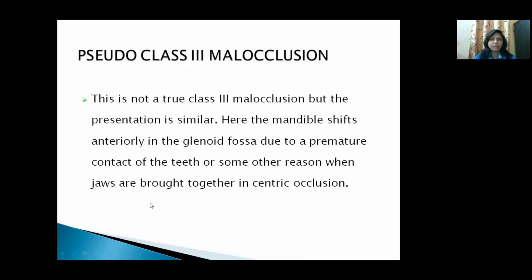Pseudo class 3 malocclusion, we can say it's not a true class 3, but the presentation is similar. Here, this is due to the mandibular shift anteriorly in the glenoid fossa due to some premature contacts of the teeth or some other region when the jaws are brought together in the centric occlusion.